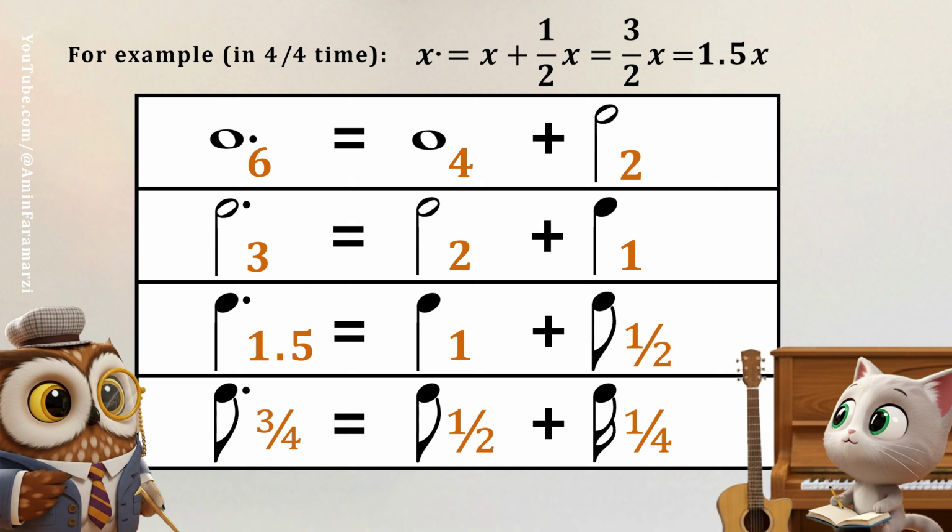For example, in 4/4 time, a dotted whole note equals 4 plus 2 equals 6 beats. A dotted half note equals 2 plus 1 equals 3 beats. A dotted quarter note equals 1 plus 1/2 equals 1.5 beats. A dotted eighth note equals 1/2 plus 1/4 equals 3/4 beat.